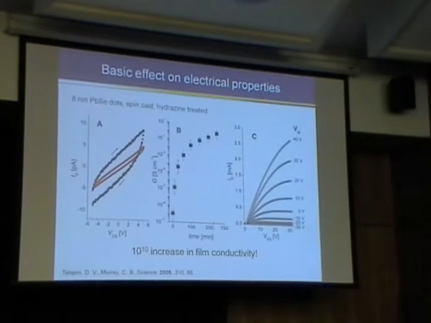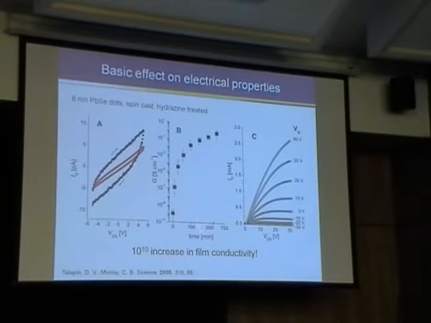Okay, so what actually are the effects of these ligand treatments? We can see the effects in basically any of the properties that we look at. Perhaps the most dramatic and important effect is on the electrical properties. A very nice demonstration of that is taken from Talapin's paper in 2005, a Science paper, where they used lead selenide dots and hydrazine as the ligand exchange.